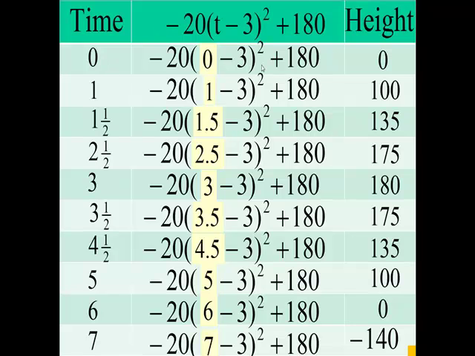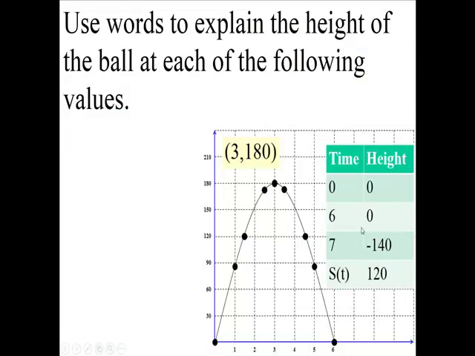Now we have a pretty complicated table here, but let's take just a few of these times and look at them. Time 0, we're at height of 0. Time is 6 seconds, we're at a height of 0. Time is 7 seconds, we're at negative 140 feet. Okay, put those into a little table right here. All right, and use words to explain these things.